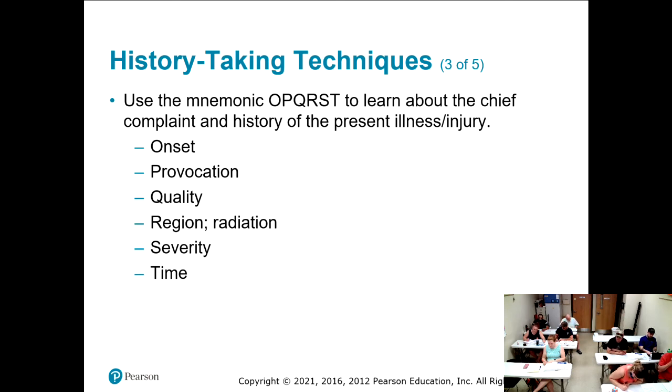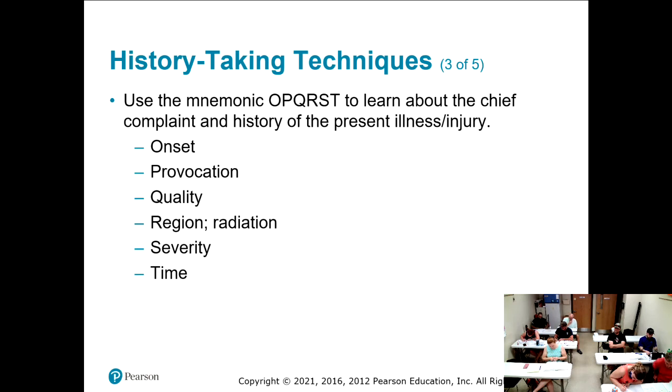Provocation is what makes it better, what makes it worse. Sometimes with chest pain patients, they feel better sitting back. Sometimes with breathing patients, if they're leaning back, they might be having difficulty. You sit them up in a good seated position, they might feel better. So that's what provocation is. We want to know, does anything make it better? Does anything make it worse? Quality: what does it feel like? Pain, is it pressure, is it stabbing, is it crushing?